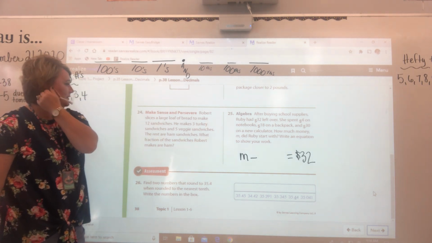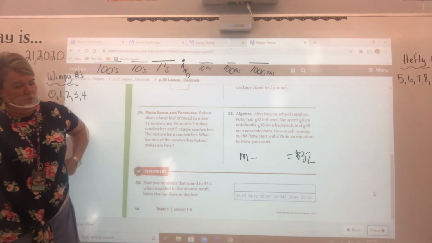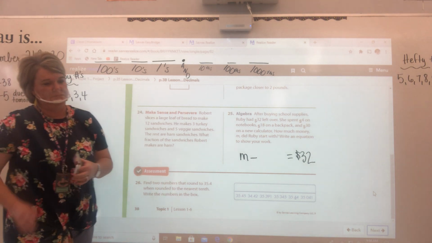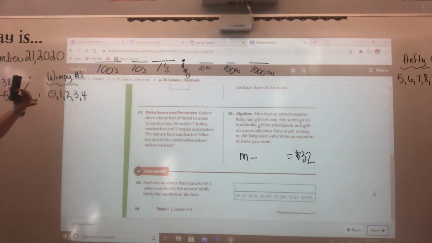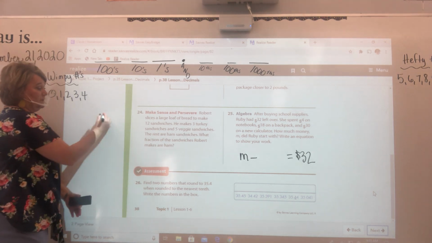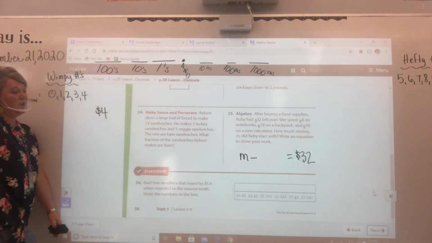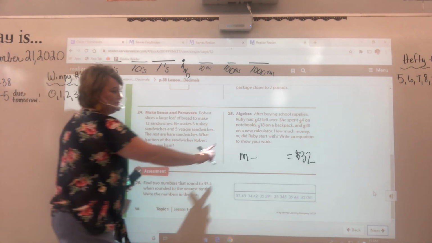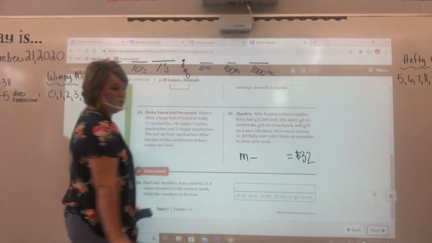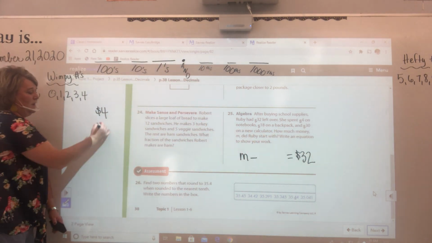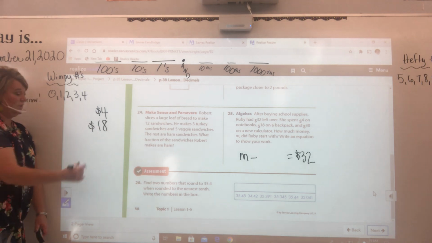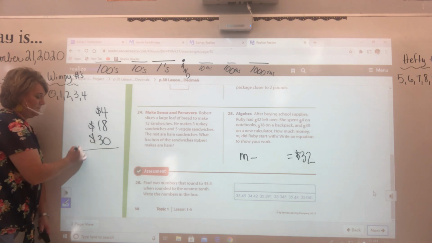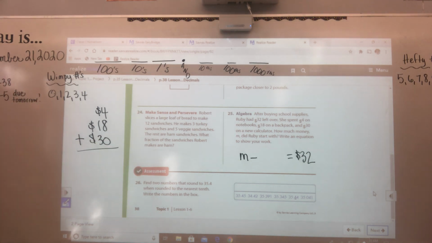Hope, tell me how much money I spent. Who can tell me how much money I spent? Okay, just throw out some numbers. $4 on notebooks. Write this on your scrap paper. Hope, tell me what I spent. Honey, that's not all she spent. That was on notebooks. Oh, $18 on a backpack. Tell me what else. $30. And $30. Okay, add all those up. This is how much money she spent.